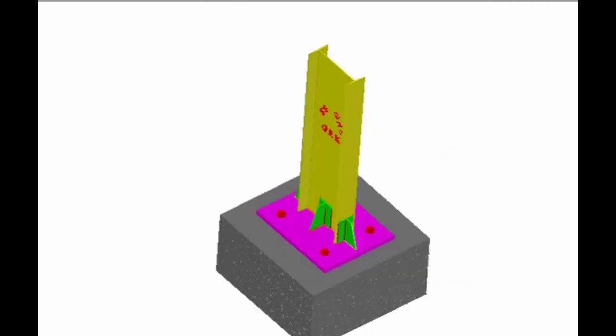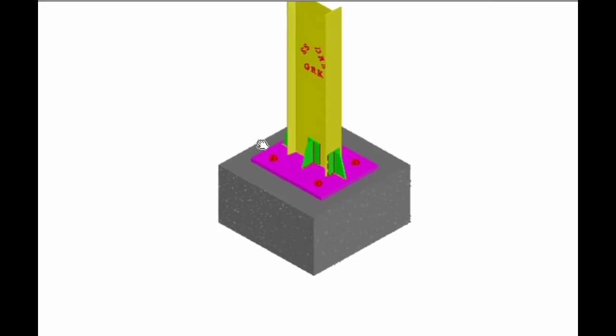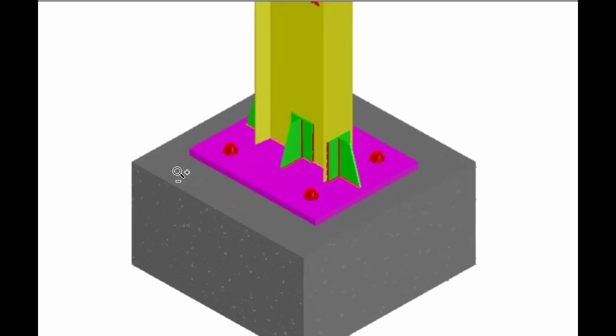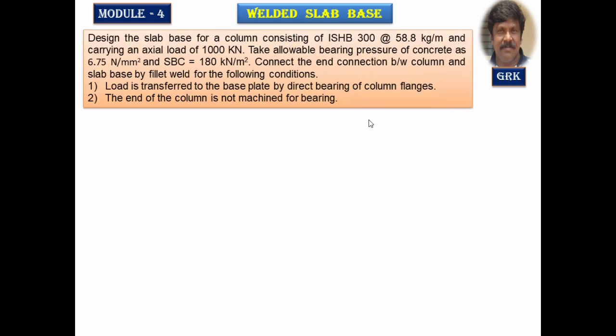Let us try to understand all these things by taking a typical problem and solving it. Hope you understood the different views of this, and there are many other types of connections as well. We can have a look at all those things in a later session. Now let us learn the design of a welded connection by taking a problem.